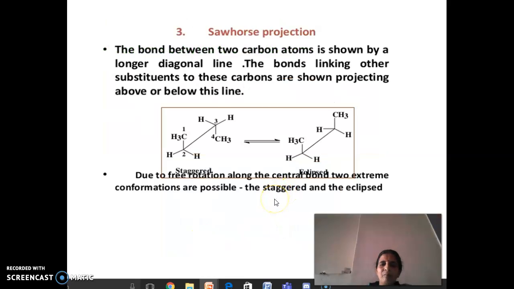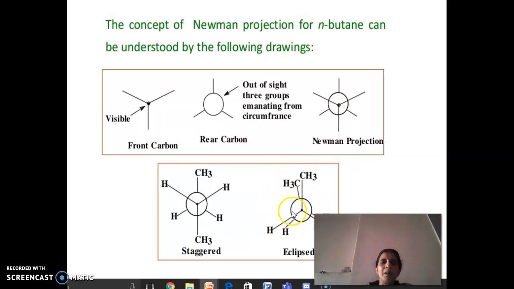This is the eclipsed form of butane, which is shown here.